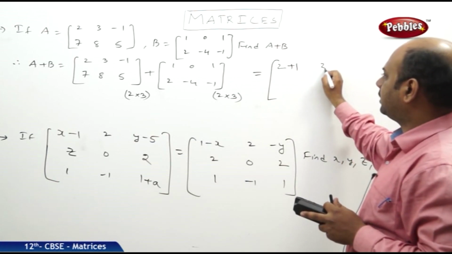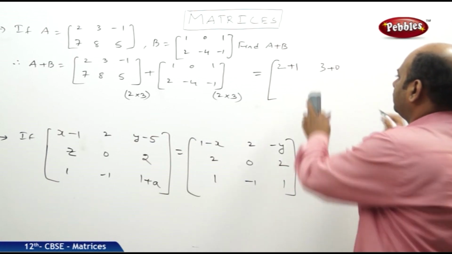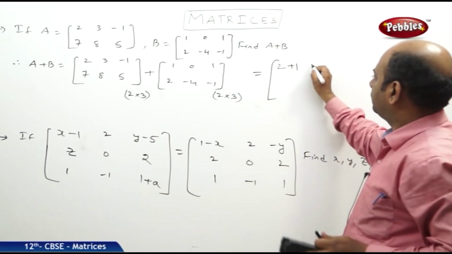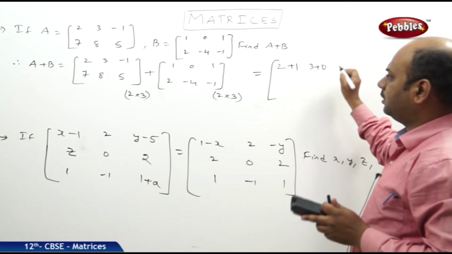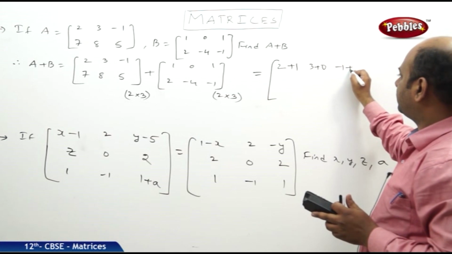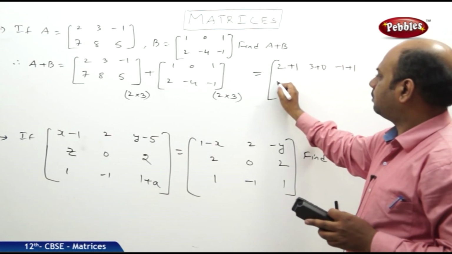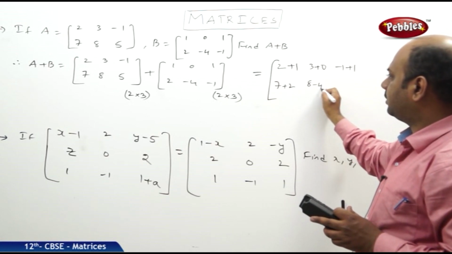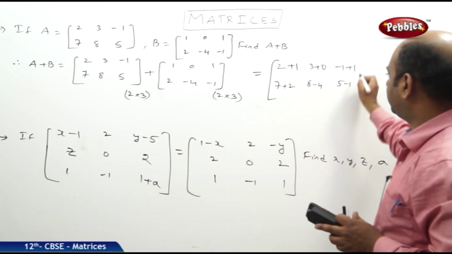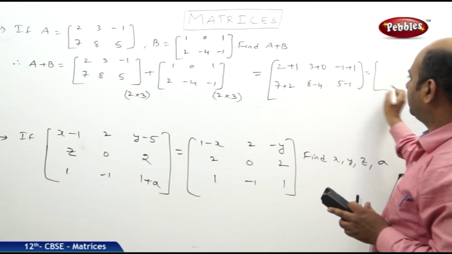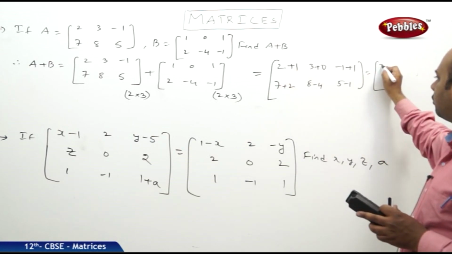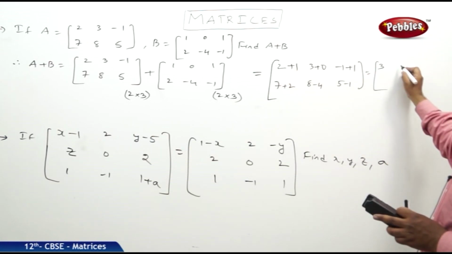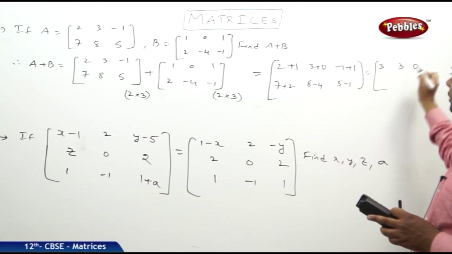Later again, what happens? 3 plus 0. I will write a little bit close. 3 plus 0. Later again, what happens? Minus 1 plus 1. And here also what happens? 7 plus 2. Here also what happens? 8 minus 4. Later 5 minus 1. So here the final will be 2 plus 1, or I am writing the output directly. 2 plus 1 will be 3, 3, 0.